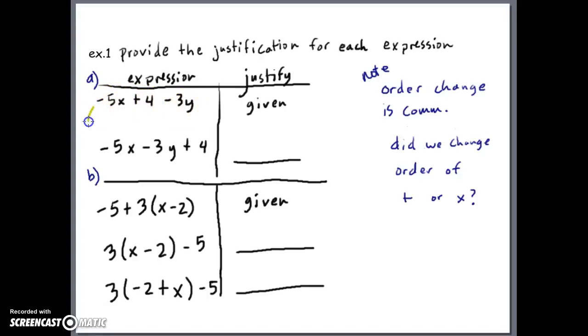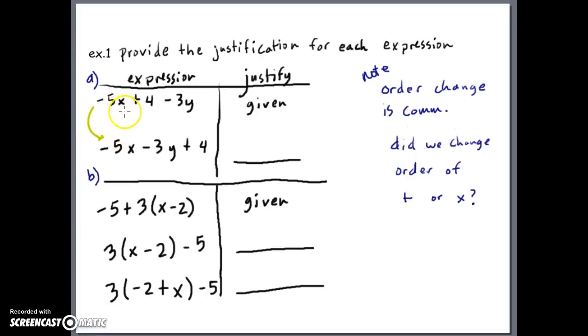And we have to figure out how come we can go from this expression to this expression. What allows us to rearrange or rewrite this expression? So I want you to pay attention to the order right now, because the commutative property is the order. And we have to figure out what changed in the order. Did we change things that were being multiplied, or did we change things that were being added?